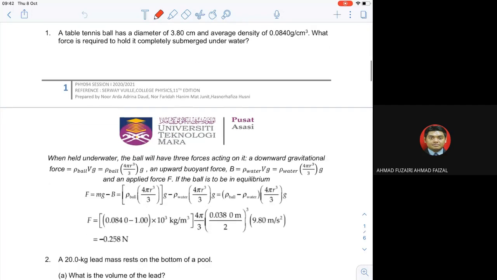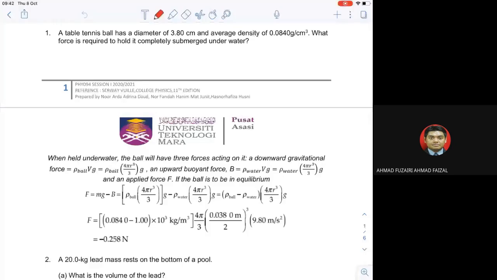A table tennis ball has a diameter of 3.8 centimeters and average density of 0.084 gram per centimeter cube. What force is required to hold it completely submerged underwater? So when you talk about completely submerged under the water, it means the ball will have three forces acting on it: a downward gravitational force, a buoyant force, and lastly the applied force.